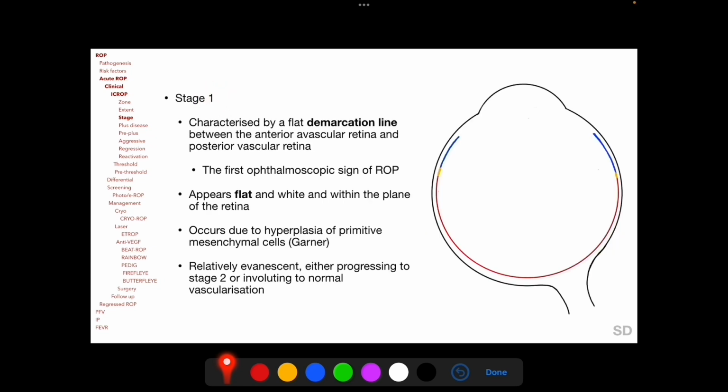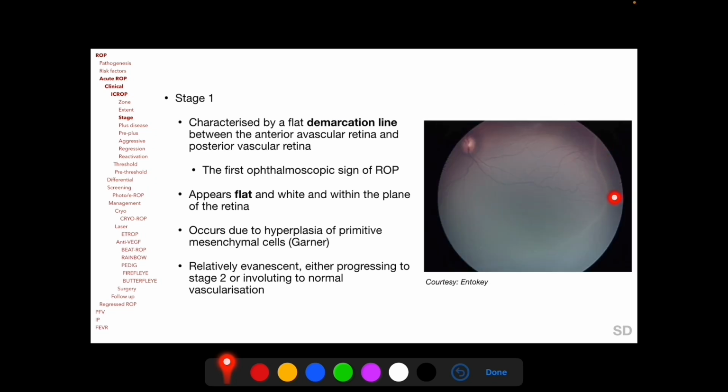Stage 1 ROP is characterized by a flat demarcation line as represented by this yellow zone in this diagram between the anterior avascular retina and the posterior vascular retina. Demarcation line is the first ophthalmoscopic sign of ROP but is not considered as a pathognomonic sign of ROP. Demarcation line, as seen here in this clinical photograph, appears flat lying within the plane of the retina and is usually white in color. This flat appearance of demarcation line is very important to remember.